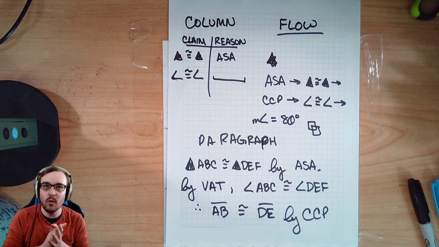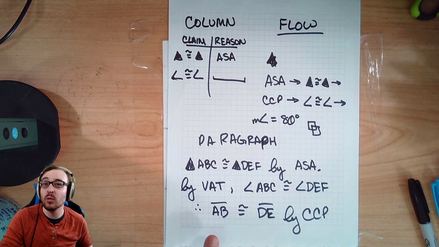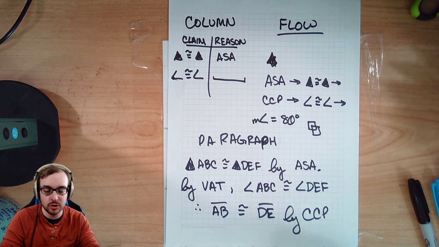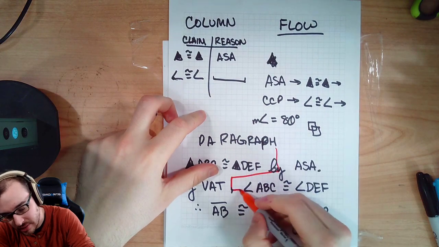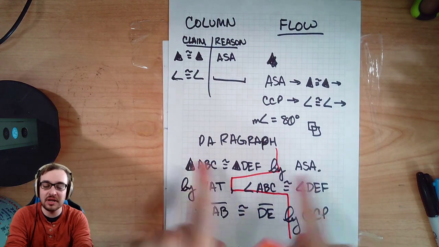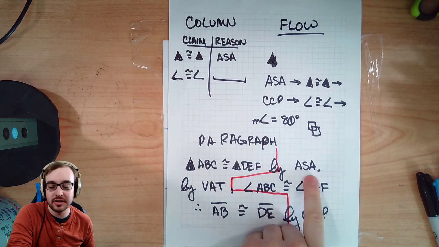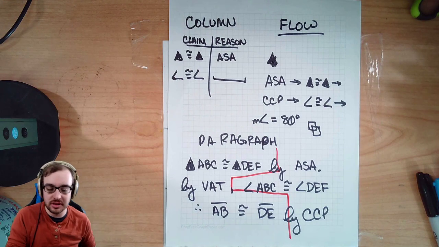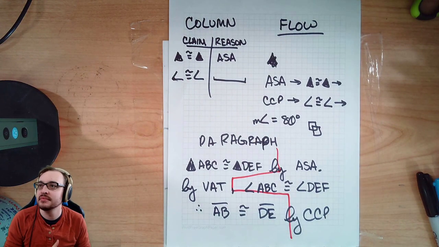So I hope it's okay, and you can tell me if it's not, that I write like this. And then if you want to convert it to column proof, you can just draw a line between here. There's your column. And you can think about which one's the claim, which one's the reason, right? By ASA, well, that's clearly the reason. By vertical angles, that's clearly the reason. By CCP, that's clearly the reason. Up to you.